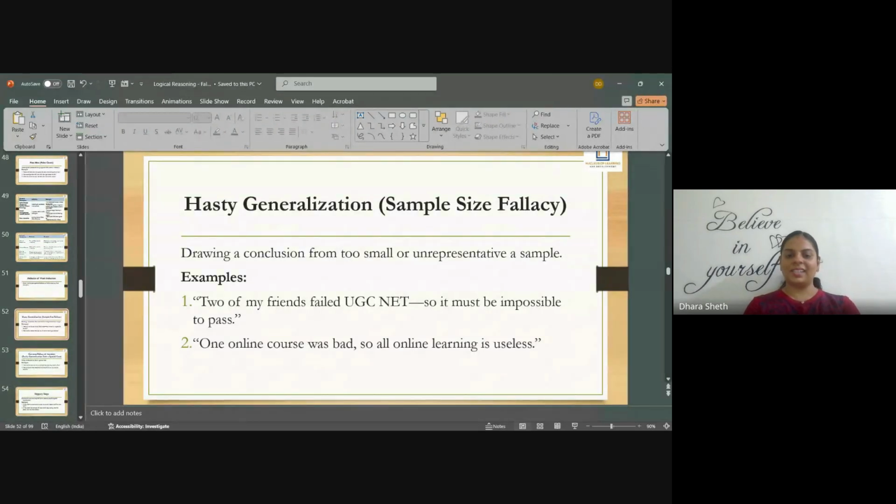Sample size fallacy. Hasty generalization. Think of research aptitude and things that we do there. Drawing a conclusion from too small or unrepresentative a sample. 2 of my friends failed UGC NET, so it must be an impossible exam to pass. 1 online course was bad, so all online learning is useless. Okay, that is called hasty generalization, when the sample size is too small to reach a conclusion. It is also called sample size fallacy. Clear?